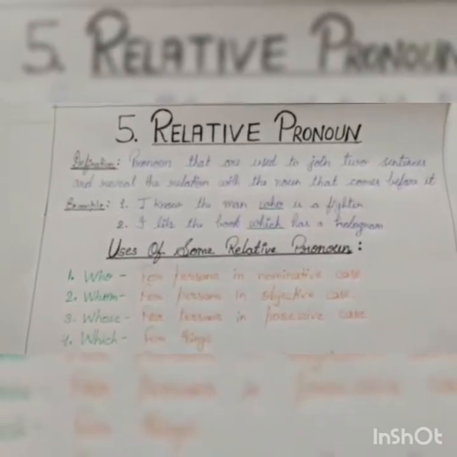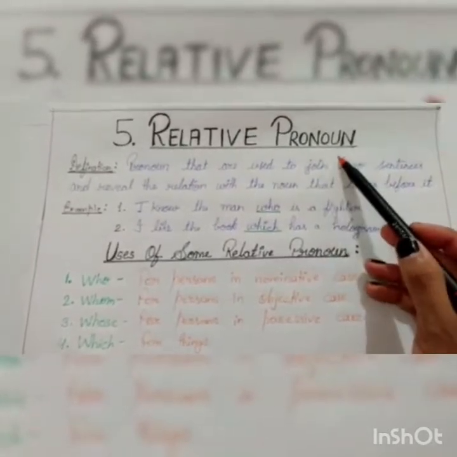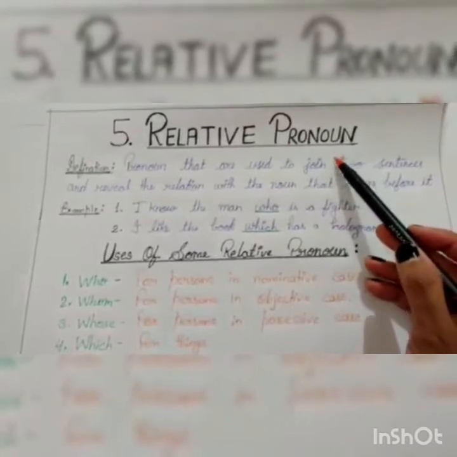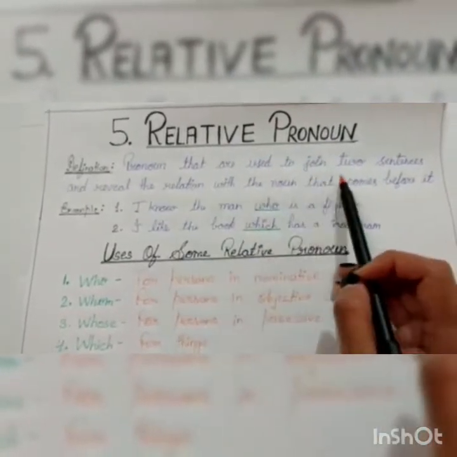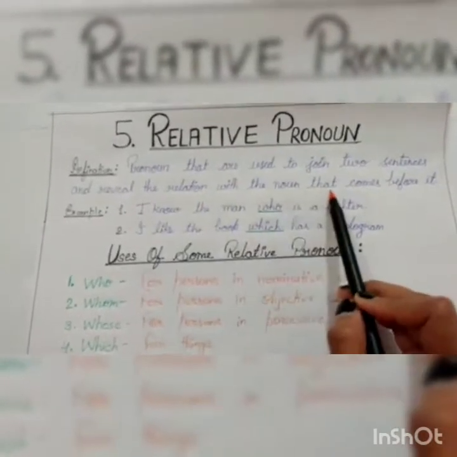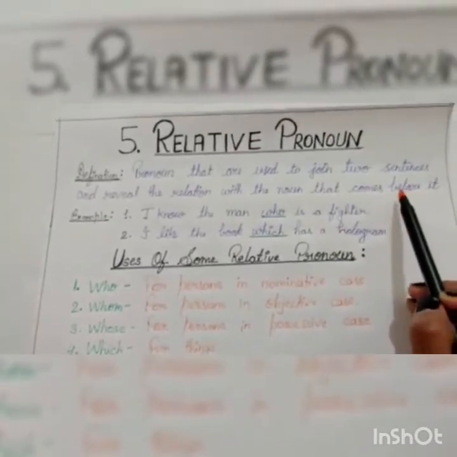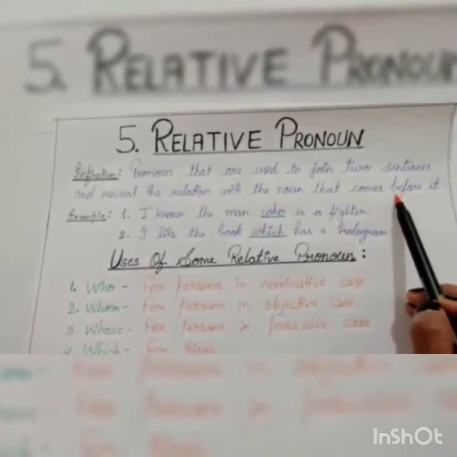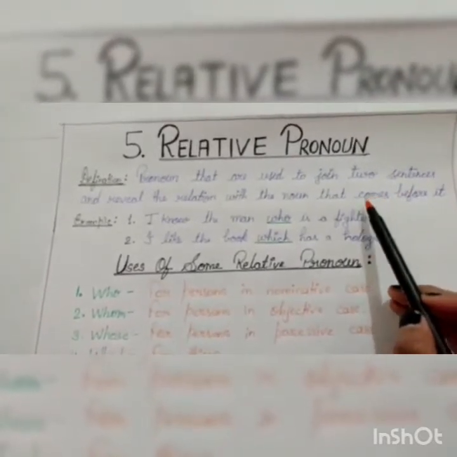Let us know about the fifth type of pronoun, that is the relative pronoun. The definition of relative pronoun is: pronouns that are used to join two sentences and reveal the relation with the noun that comes before it, which means the word is used to join two sentences and show the relation with the noun which comes before it.